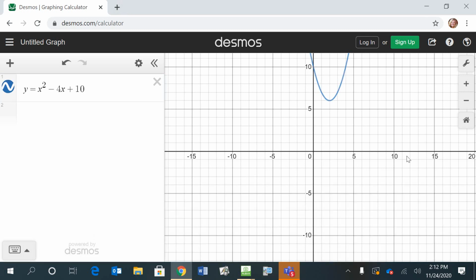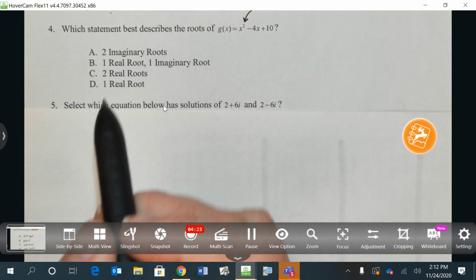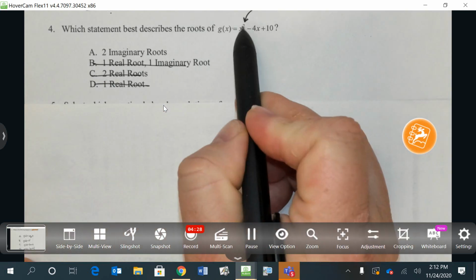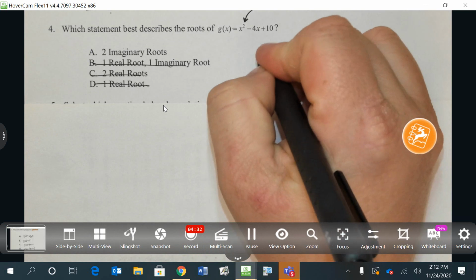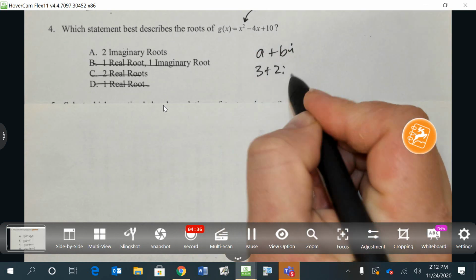That means there's no real. So if there are no real, anything that talks about real, I get to cancel out. No, there's no reals. So what is left then? There would be 2 imaginaries. Those are those complex solutions like a plus bi. That's a generic, maybe 3 plus 2i, something like that.